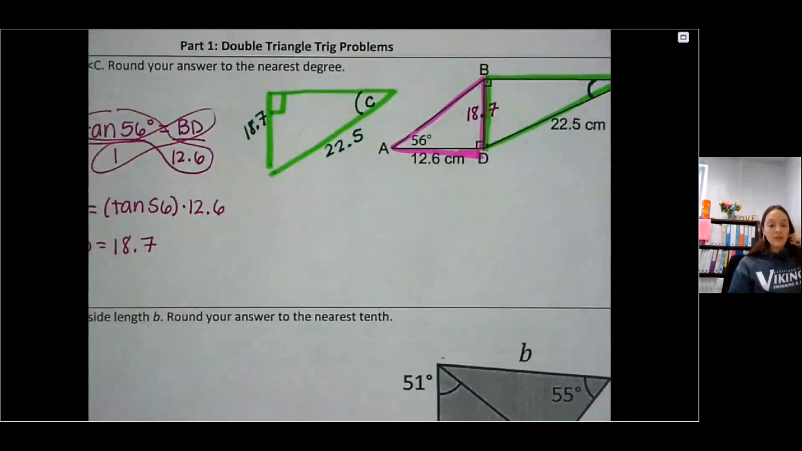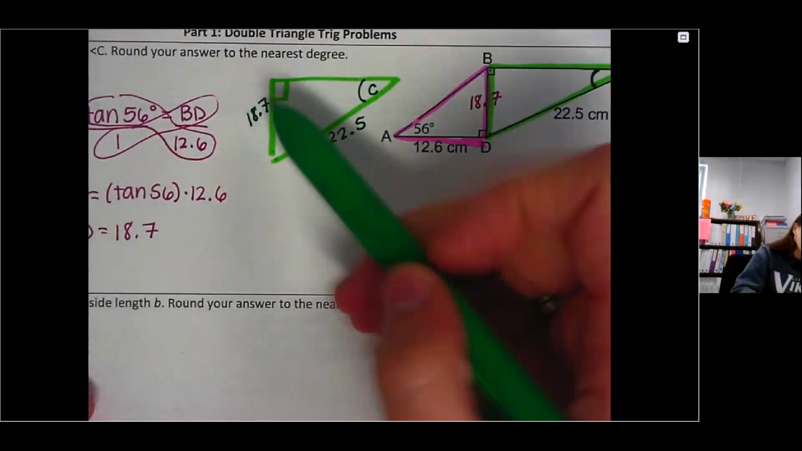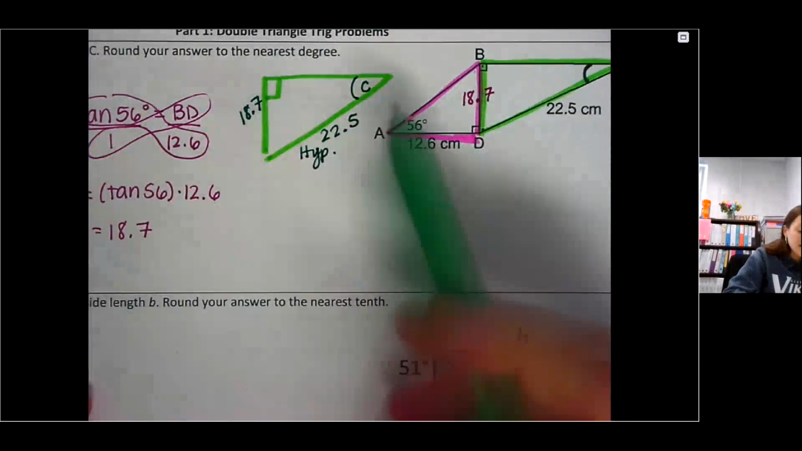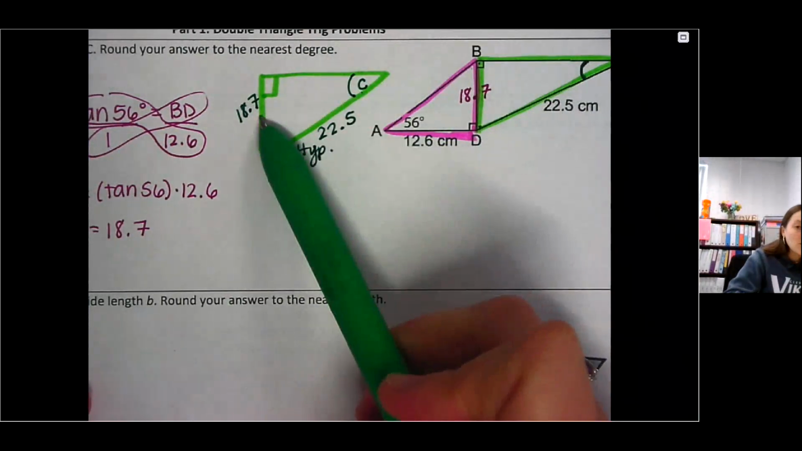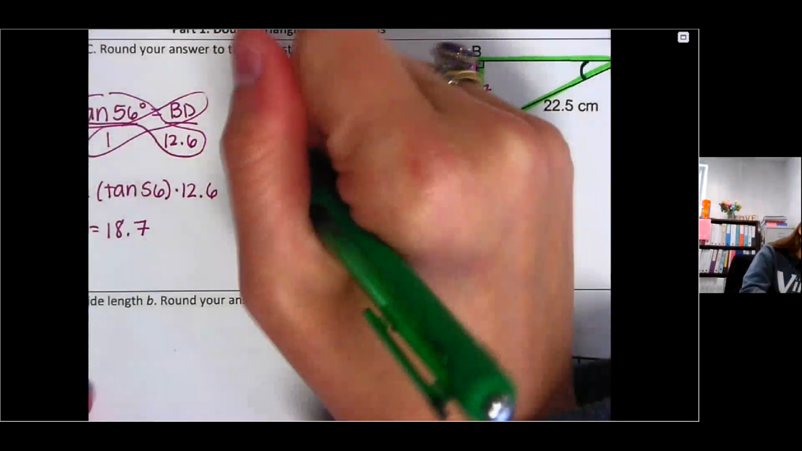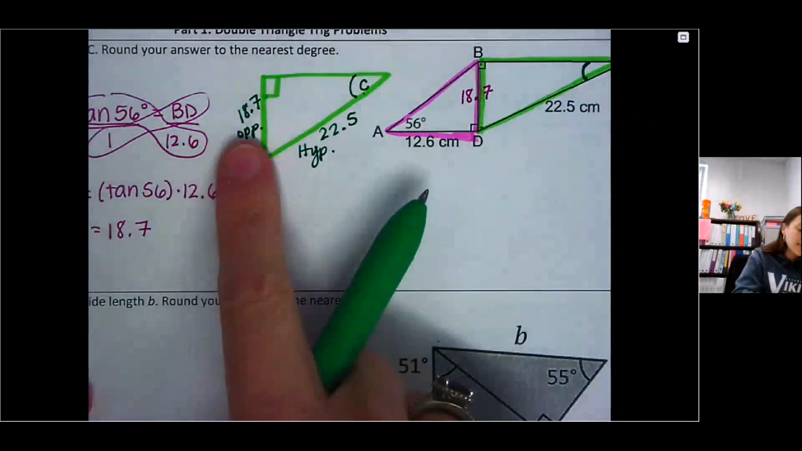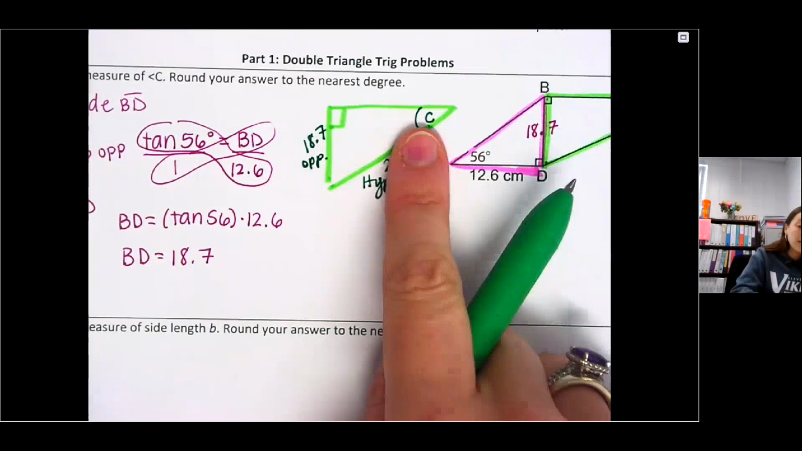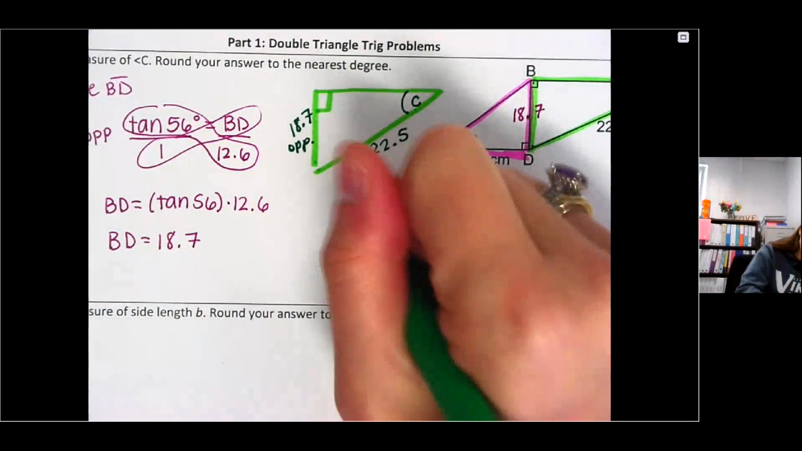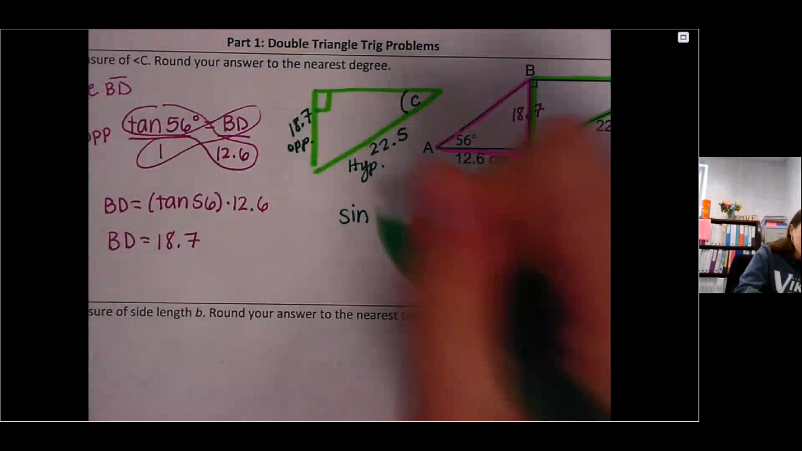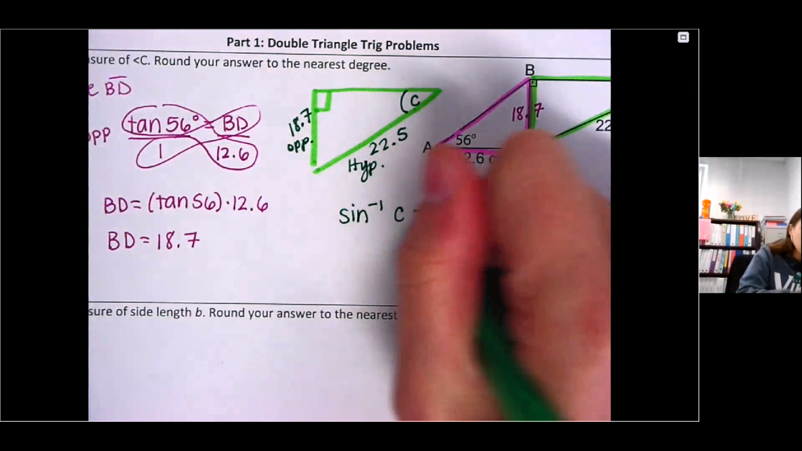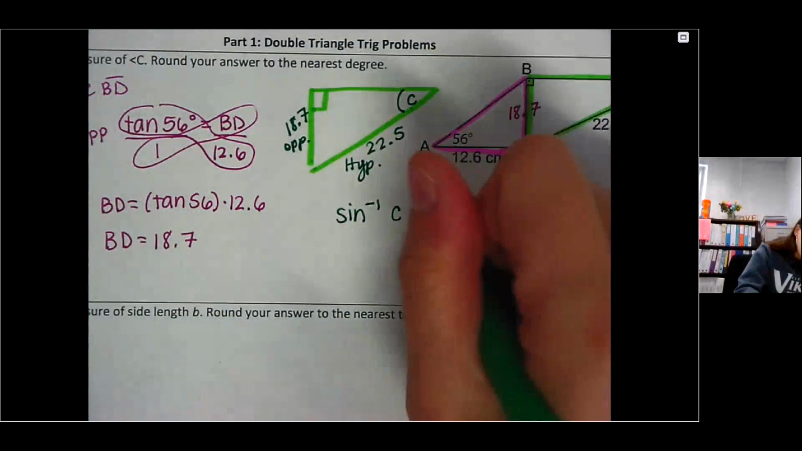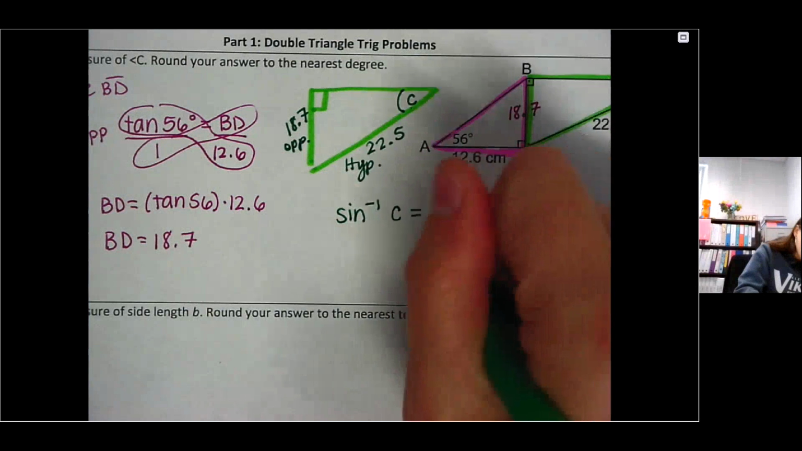Now, just like before, I'm going to start by labeling my sides. So my hypotenuse is across from the 90. And then if C is my reference angle, the 18.7 is across from it. So this is my opposite side. So if I'm going to use opposite and hypotenuse, my choice is going to be sine. Now, because I'm looking for an angle this time, I'm going to use the inverse sine because I don't know what the angle is. So the inverse sine equals opposite over hypotenuse, which is 18.7 over 22.5.